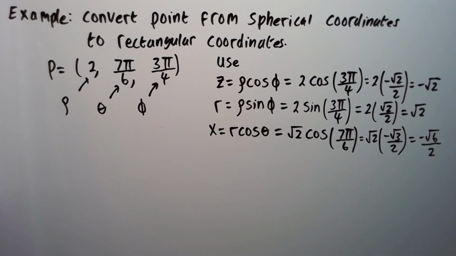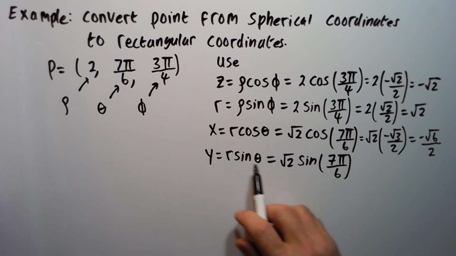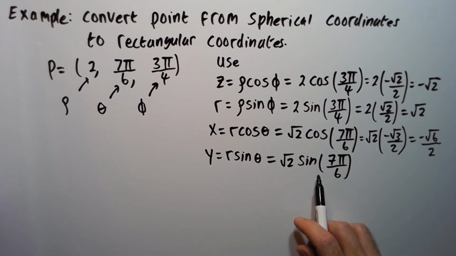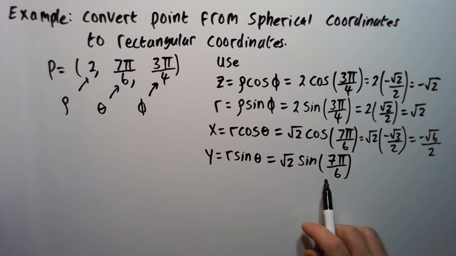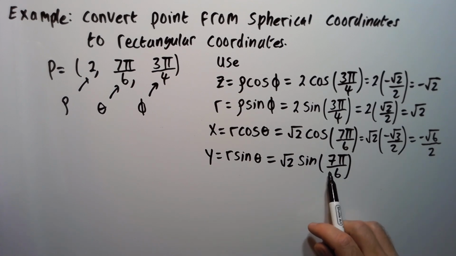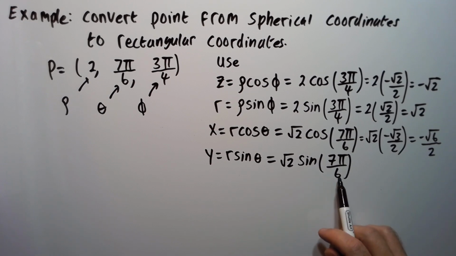Let's find y next. So y equals r sine theta. R again is square root of 2, theta is 7π/6. Okay, sine of 7π/6 would be 1/2. Sorry, I'm incorrect. This is in the third quadrant, so the sine would be negative 1/2 here. So it'll be square root of 2 times negative 1/2, so it'll be negative square root of 2 over 2.